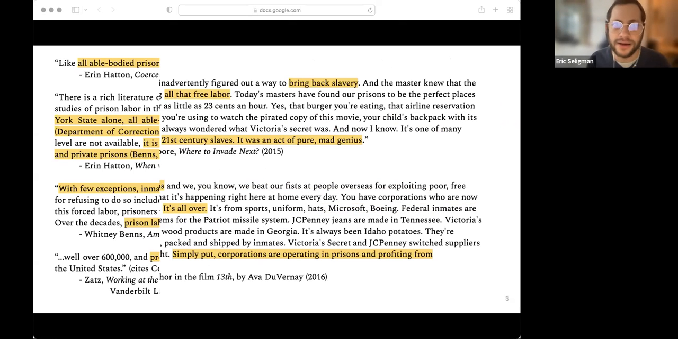And among popular sources, assertions of mass incarceration as mass labor exploitation are quite common. Here are a couple examples, one from Michael Moore and then one from Ava DuVernay's film 13th, the title of which is an important contribution to such a new slavery interpretation.